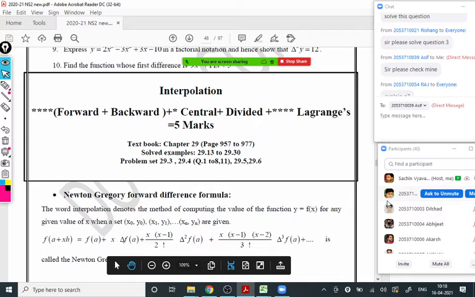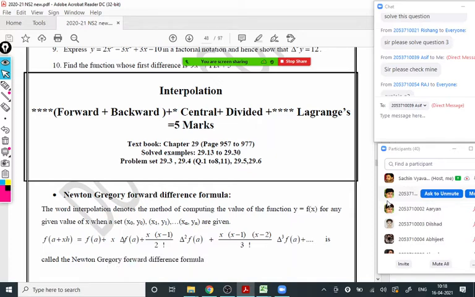The fourth article is interpolation. The weightage of this topic is again 5 marks. There are a total of 5 methods that we have. Out of those 5 methods, the question will come on only one method, and that is for 5 marks. In the last 4-5 years, questions have only come on forward interpolation, backward interpolation, and Lagrange's.